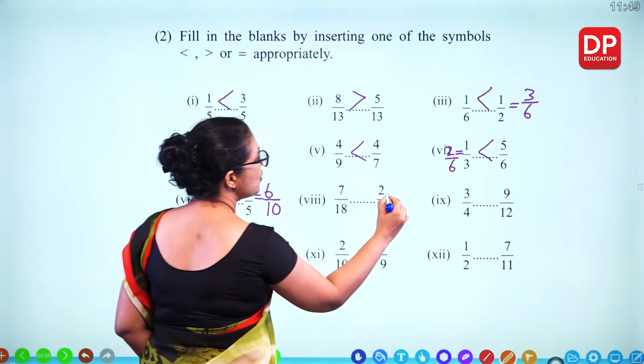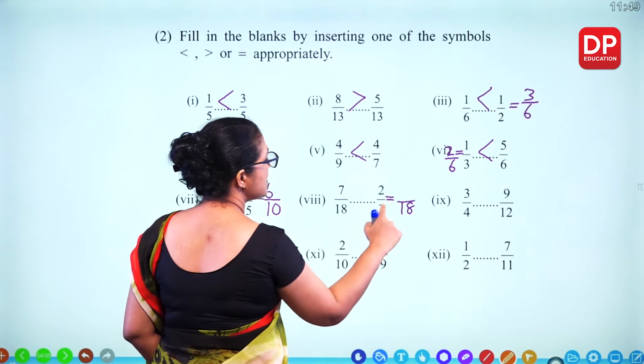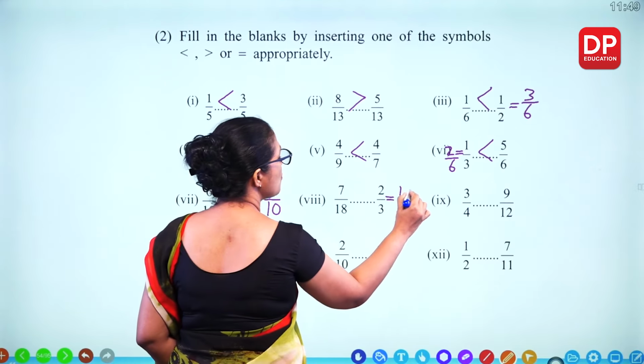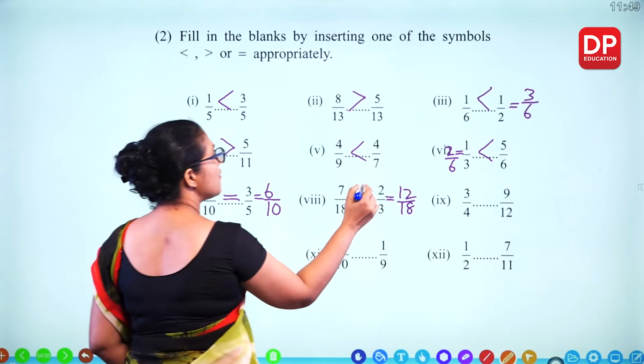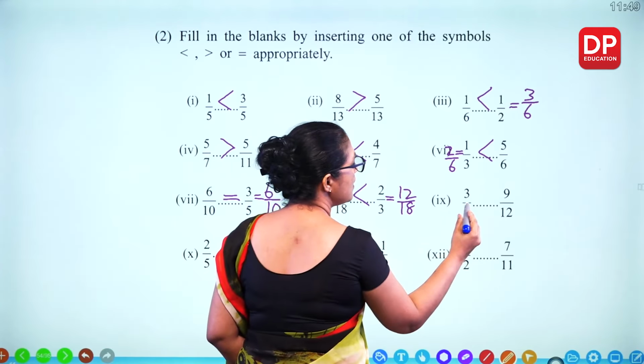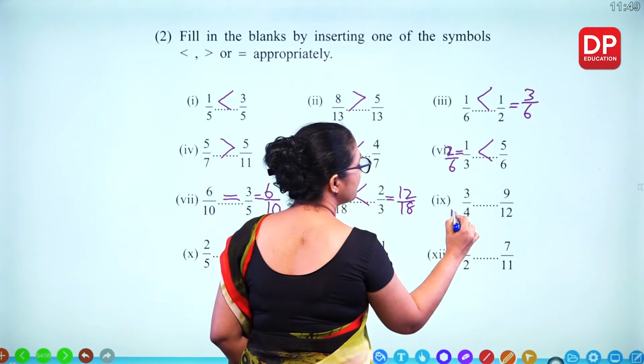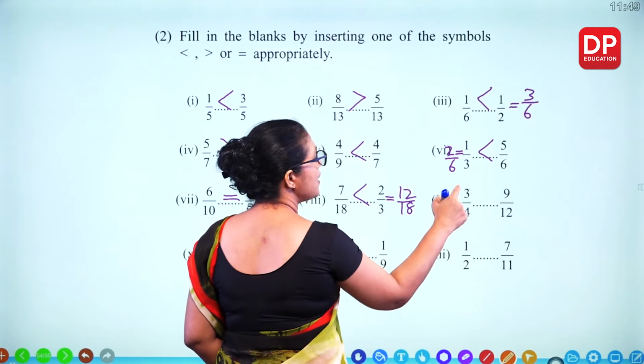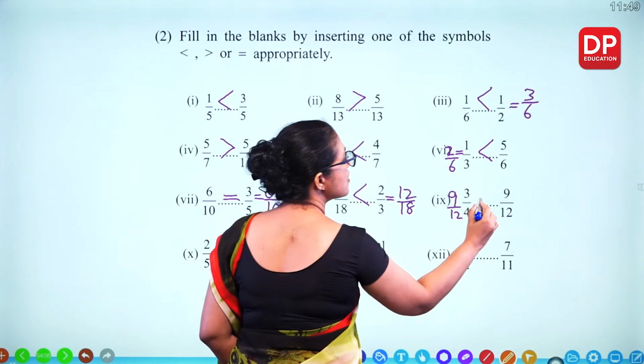This one, convert to 18. That means 6 times 3, 6 times 2, 12. Now we see 12 is bigger than 7. 4 and 12, convert to 12. So multiply by 3, that's 9. So same value.